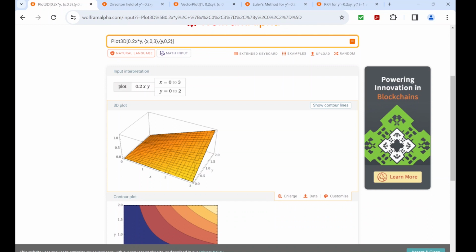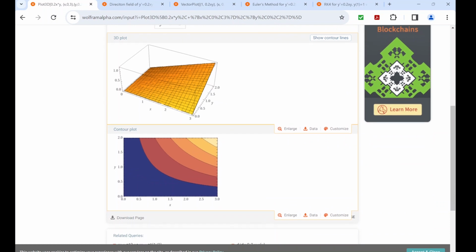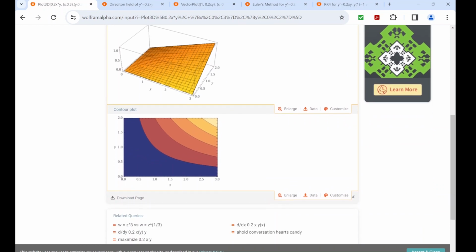And the z value here is the slope, okay? So the z value there represents the magnitude of the slope. And here you could see the level curves of this function.